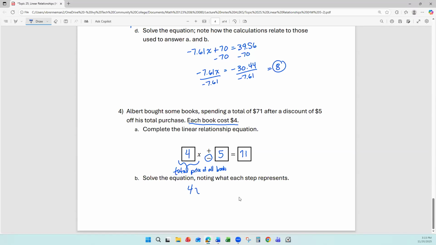So 4x minus 5 equals 71. As we solve that, adding 5 to both sides reverses the discount, giving back the total price of the books. And then we divide that by the $4 per book, getting the 18 books that he bought. 76 divided by 4.